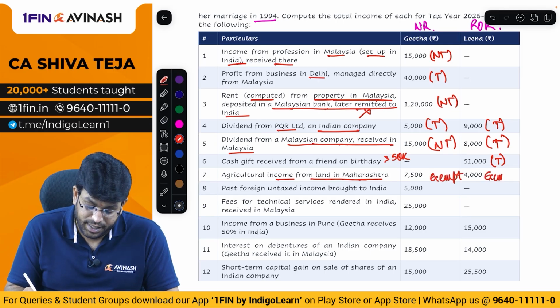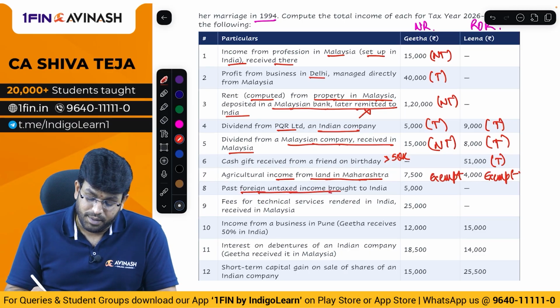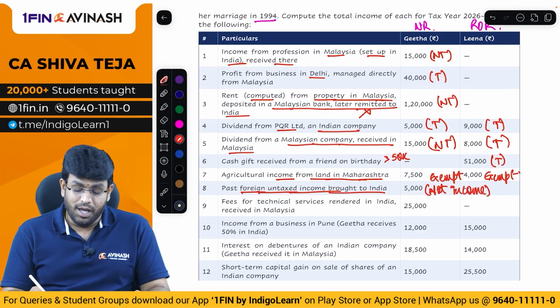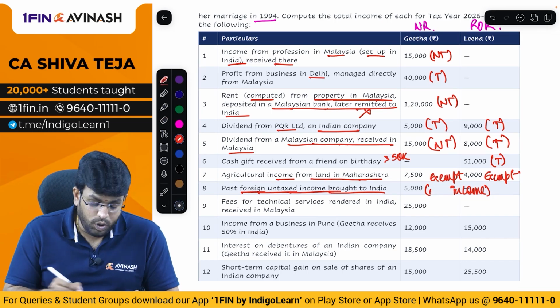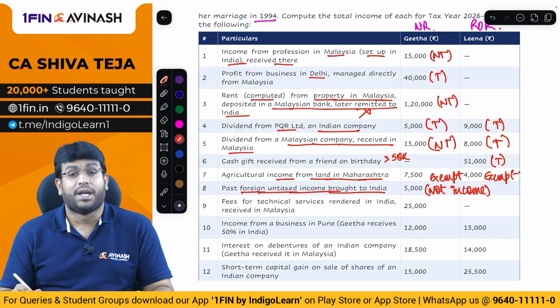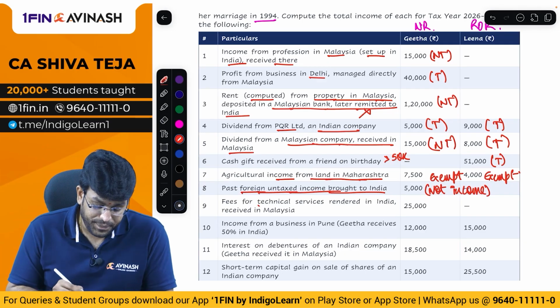Agriculture income from land in Maharashtra, let me tell you my dear friends, this is exempt. Agricultural income from land in India is exempt. Past foreign untaxed income brought to India, this is not an income. I taught this point to you while teaching the concept very clearly: old income which is brought to India is not taxable for the current year, because for the current tax year it is not an income. Next point.